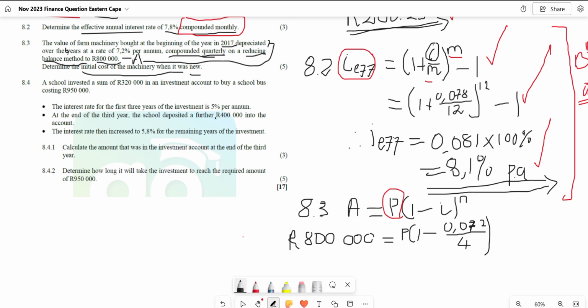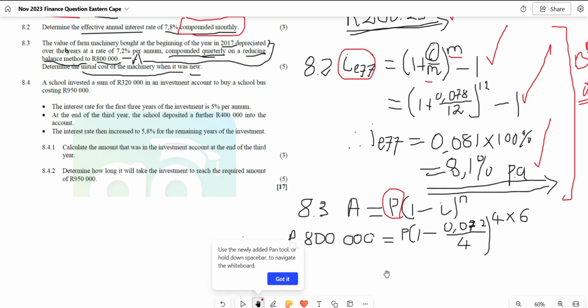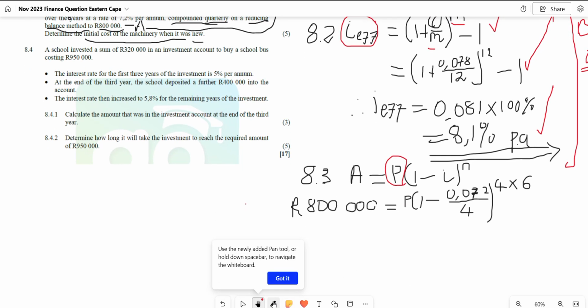Close bracket. Then it says here it depreciated over the 6 years. Then how many quarters do we have in 6 years? We know that there are 4 quarters in 1 year, so we multiply by the number of years, in this case 6 years. Now from here we go further. We keep 800,000 on the left hand side as it is. We don't change anything there.